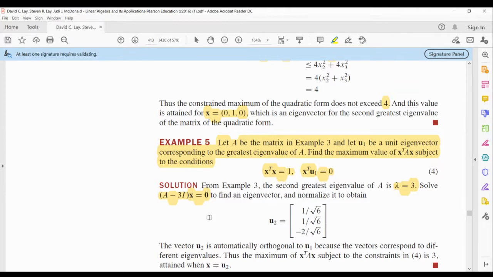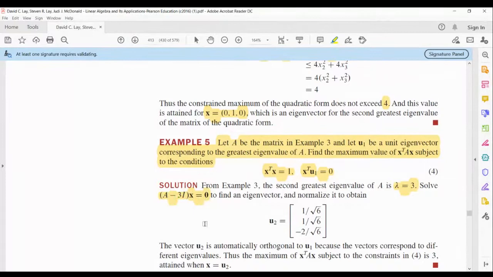A few people lost not a lot of points, but a few points, maybe like 3 points, because every time they solved an augmented matrix, they would not have the 0 on the right-hand side. The augmented matrix would just be A minus 3I times the vector x equals 0, like this here that I'm highlighting.